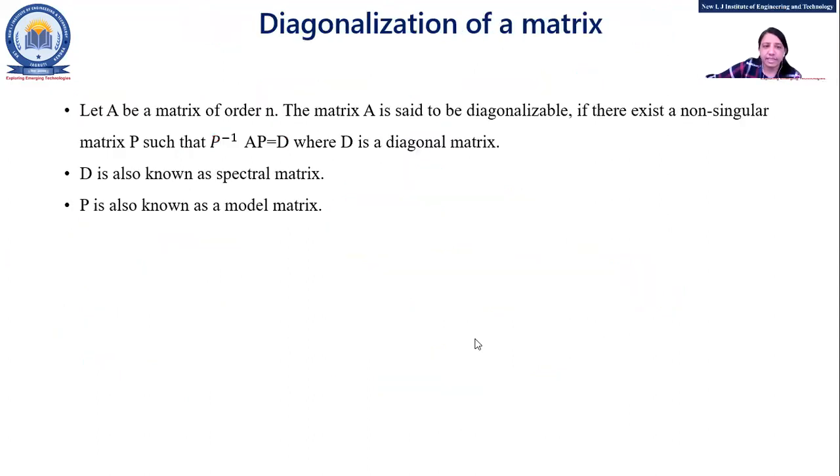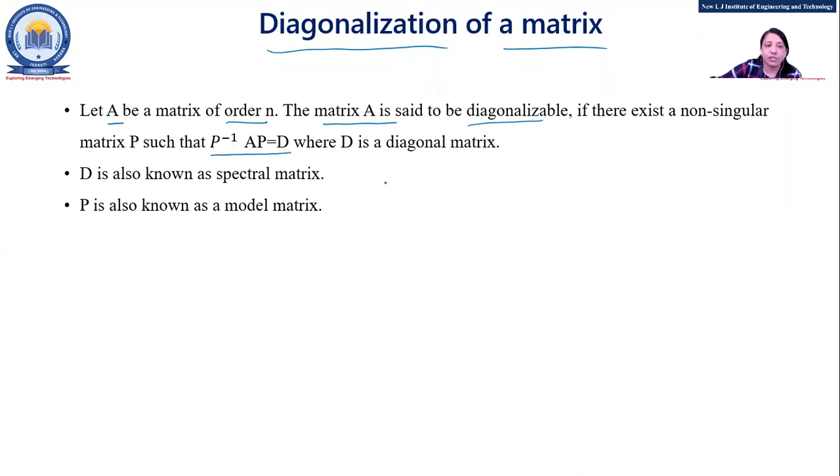So the next thing is diagonalization of matrix. Okay. First we'll see the definition. What is the meaning of diagonalization of a matrix? Suppose there is a matrix A of order n. Now a matrix A is said to be diagonalizable if it satisfies the condition. Which condition? P inverse AP equals D.